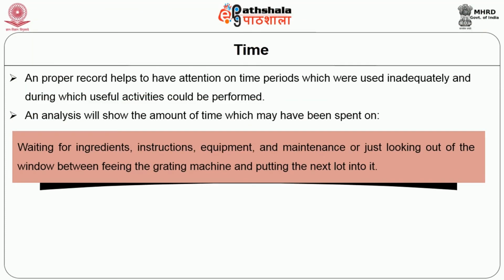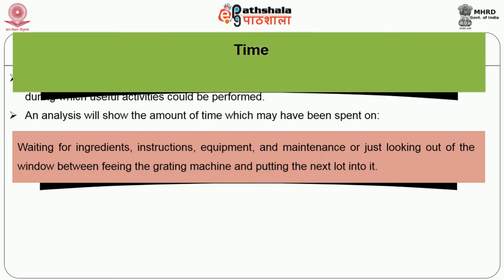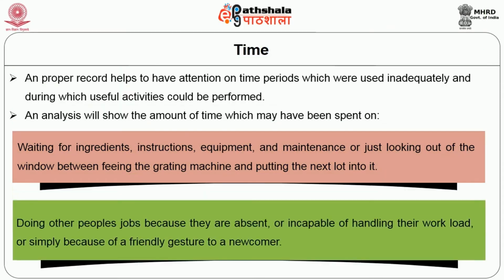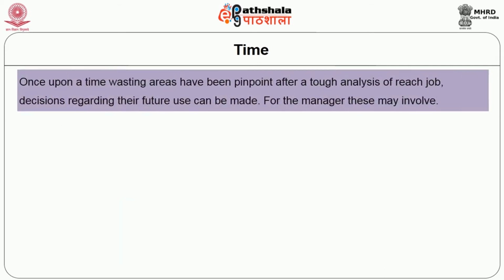say for example, waiting for ingredients, instructions, equipment and maintenance, or just looking out of the window between the grating machine and putting the next slot into it. So next, one more example will be doing other people's job because they are absent or incapable of handling their workload, or simply because of a friendly gesture to a newcomer. Once the wasting areas have been pinpointed after a tough analysis of free jobs, decisions regarding their future use can be made.